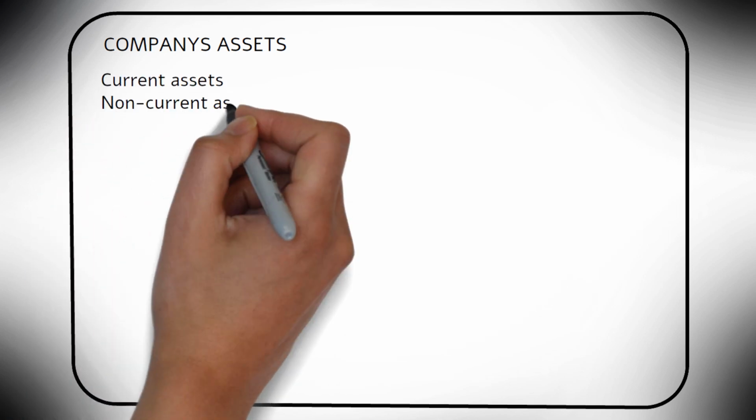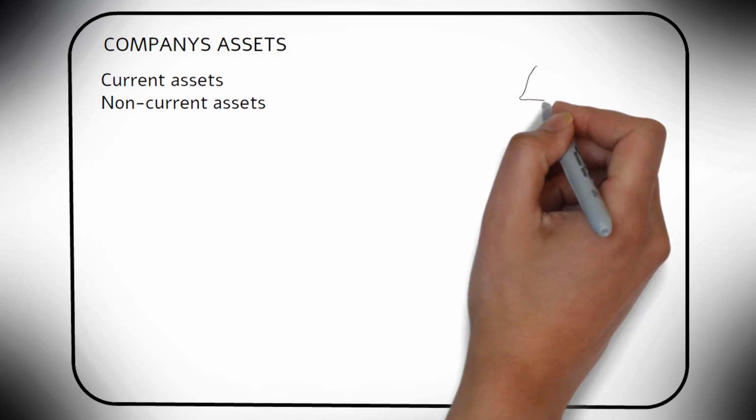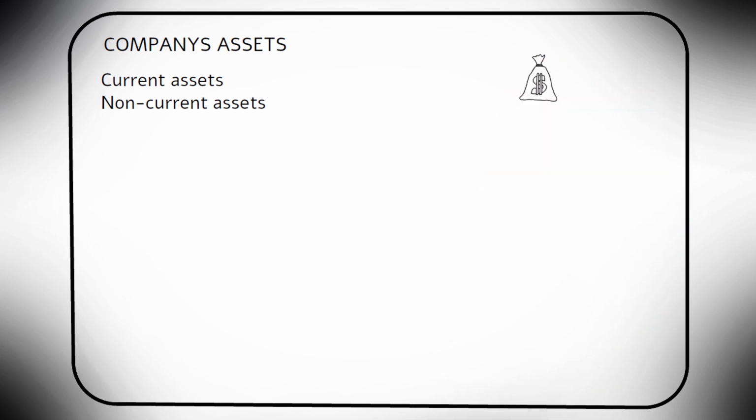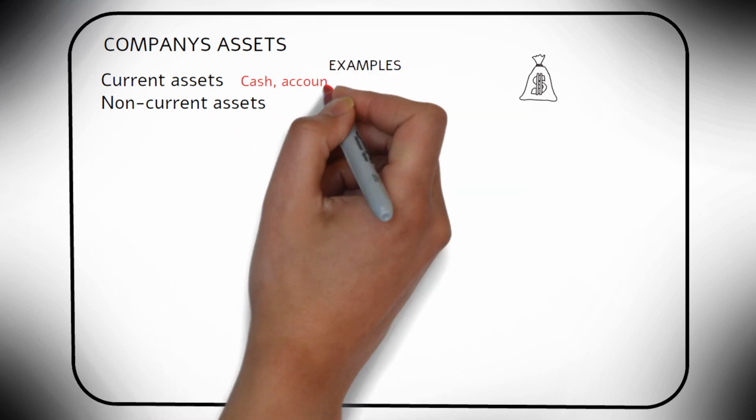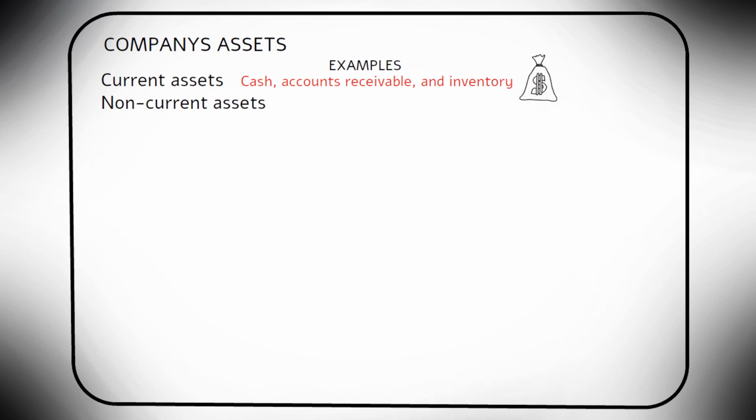The balance sheet is structured in a specific way. On the left side, it lists the company's assets. These can be divided into two categories: current assets and non-current assets. Current assets are assets that are expected to be converted into cash or used up within 1 year. Examples include cash, accounts receivable, and inventory.